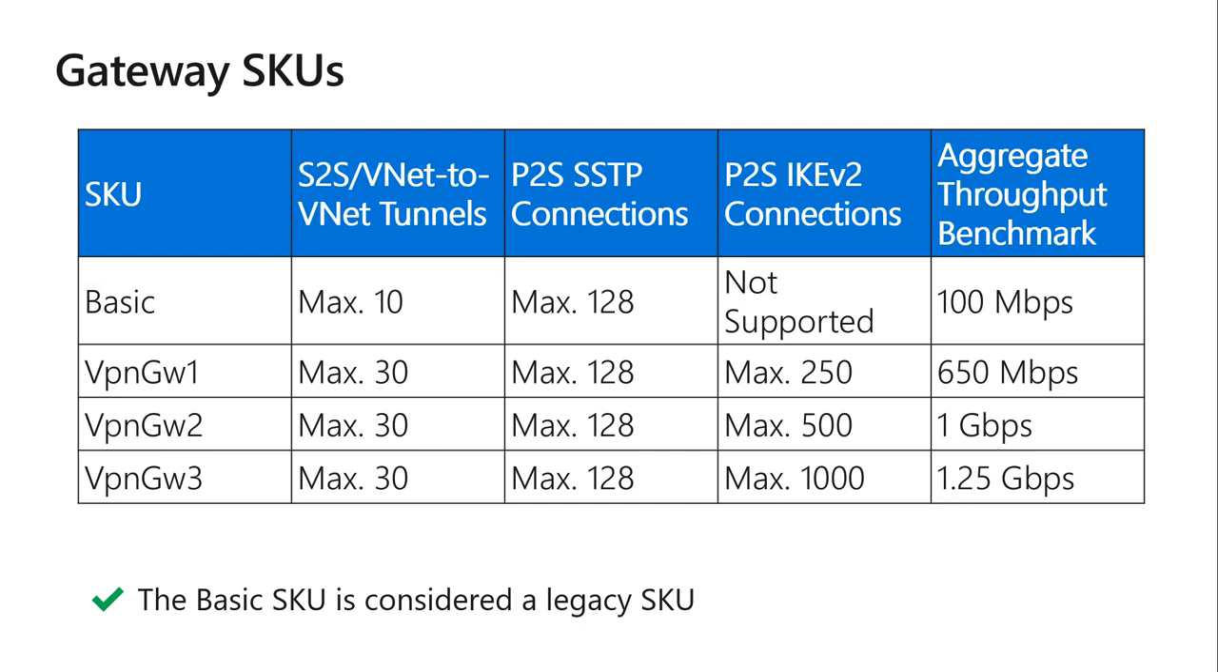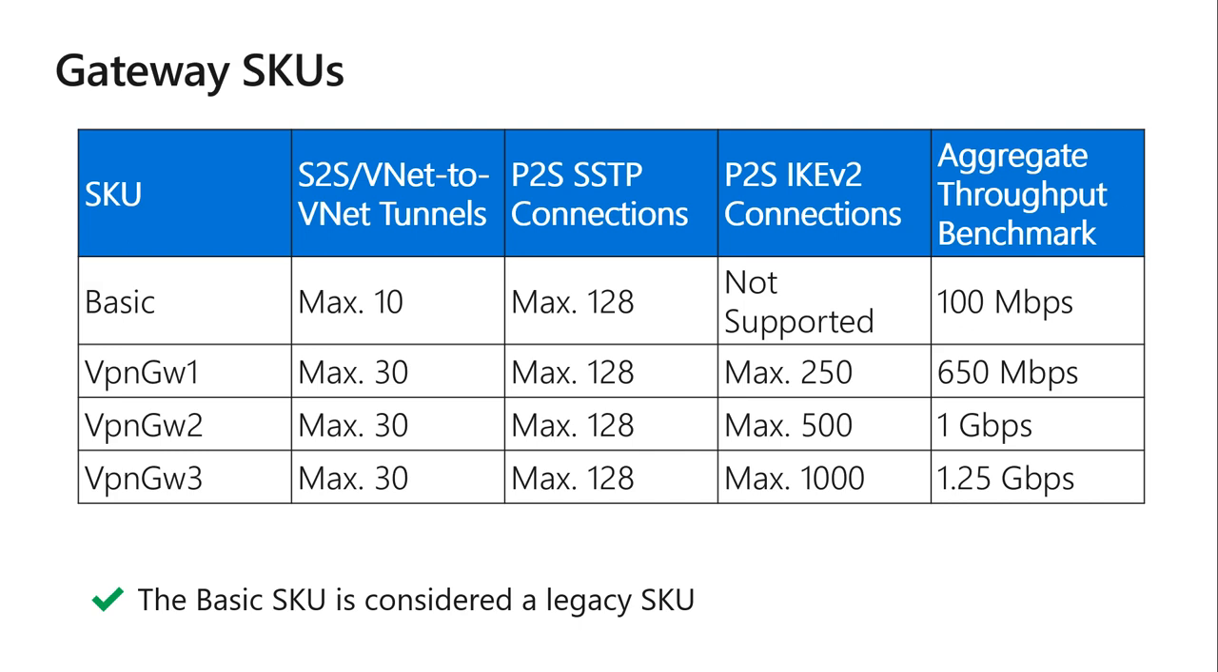The aggregate throughput benchmark is not guaranteed for its throughput due to, as we said, the internet traffic conditions and your own application behaviors. So the connection limits are separate. For example, you can have 128 SSTP connections and also 250 IKEv2 connections on the VPN GW1 SKU. And remember, the basic SKU is considered a legacy SKU.